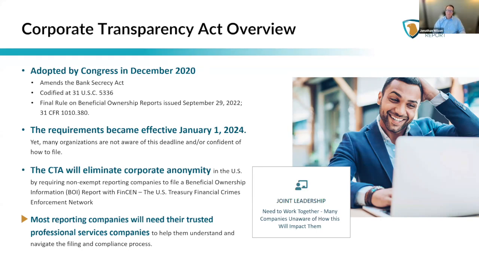FinCEN is going to keep those reports in a big database in the sky that is mostly confidential. It will not be publicly available. It will be available to law enforcement, both at the federal and state level. It will be available to banks and financial institutions if they have the consent of the company that filed the report. And in some situations, even foreign law enforcement is able to get access.